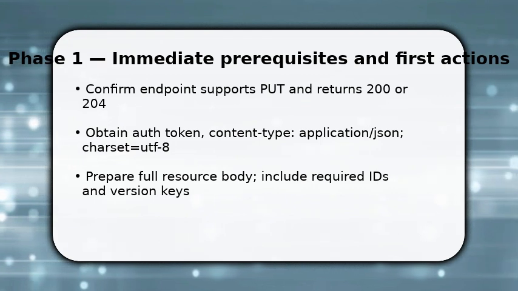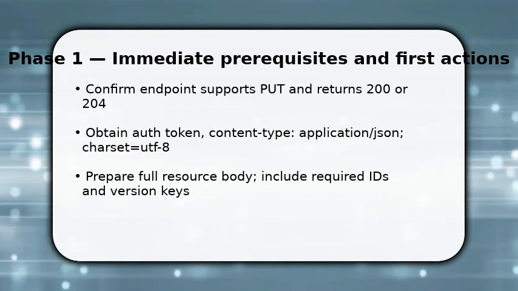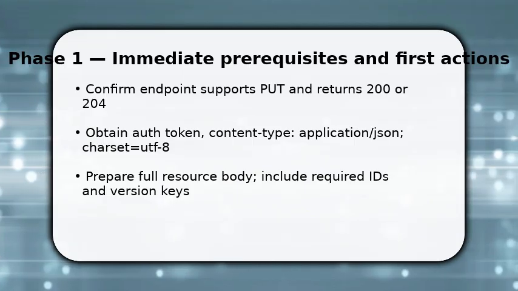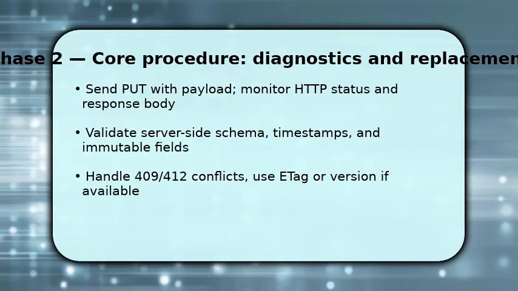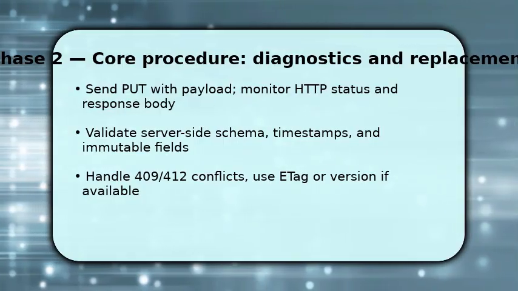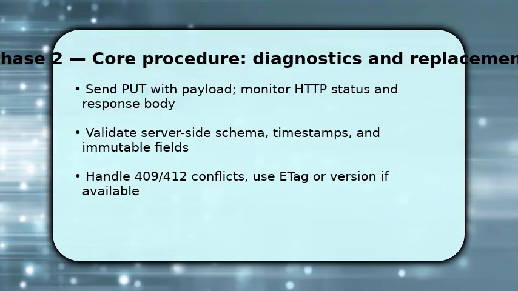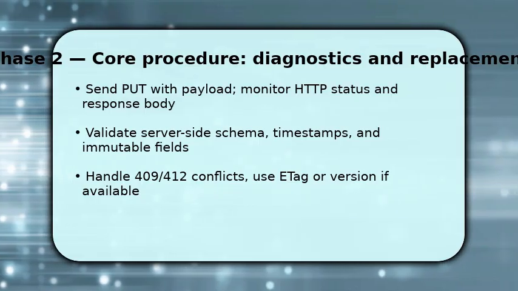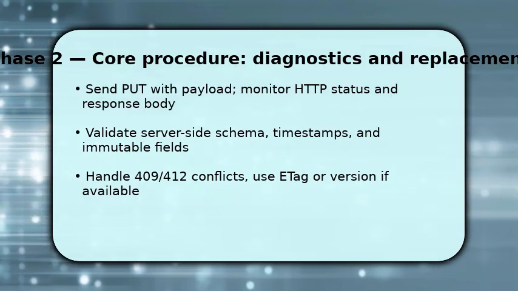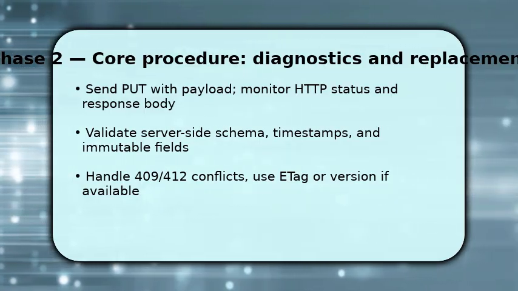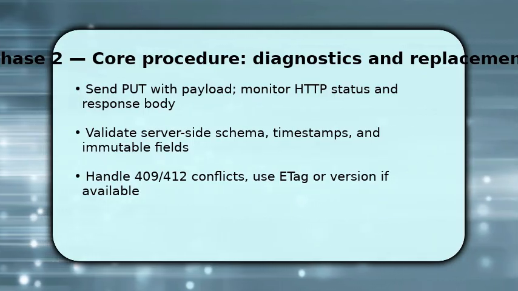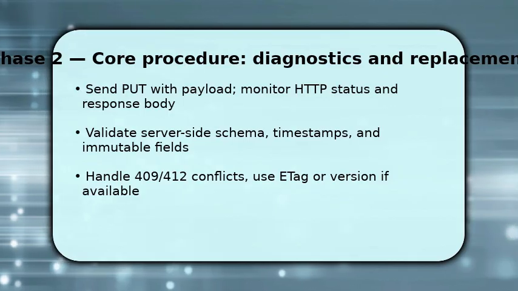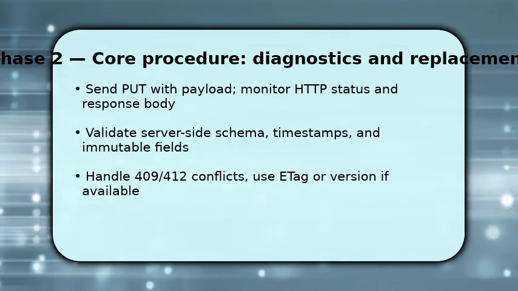Make sure to log request and raw response for debugging. Send the PUT and observe status codes carefully. A 200 with body means updated resource returned. 204 means success with no content. If you get 400, validate your JSON schema and required fields. If you see 409 or 412, it indicates a write conflict. Use ETag or a version header to perform optimistic concurrency.